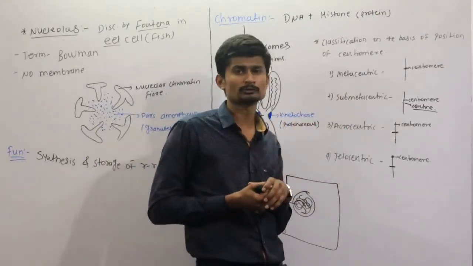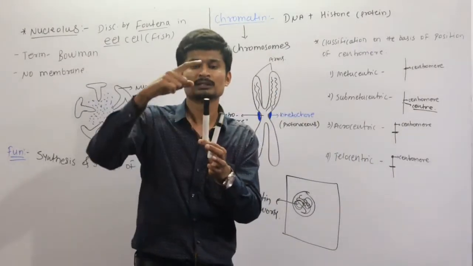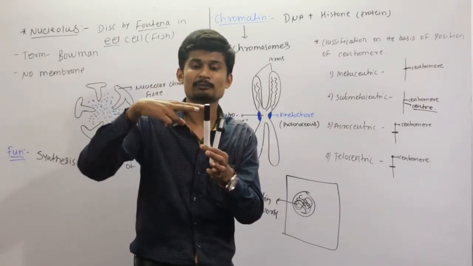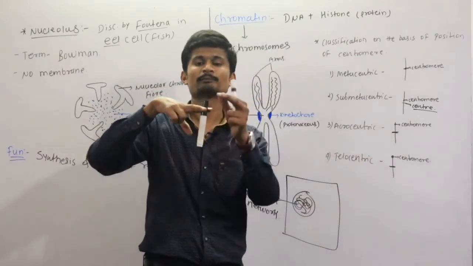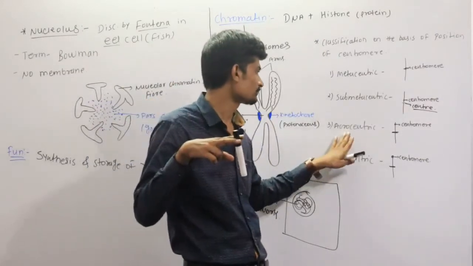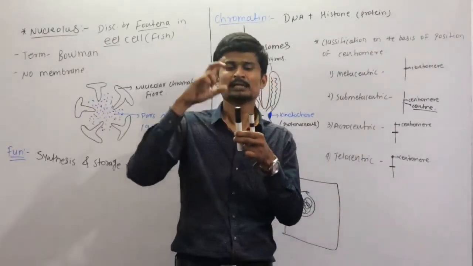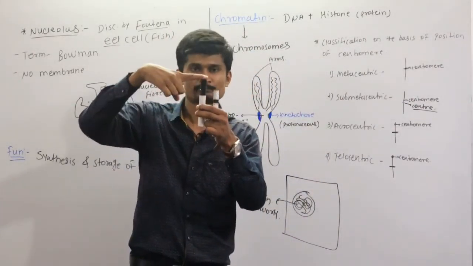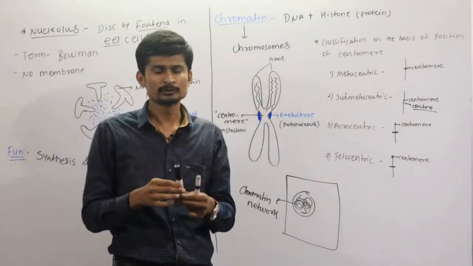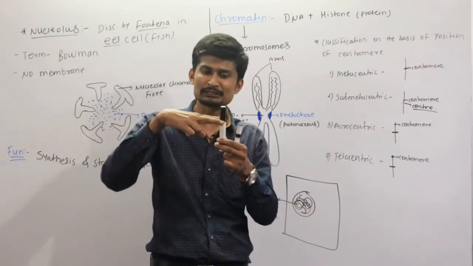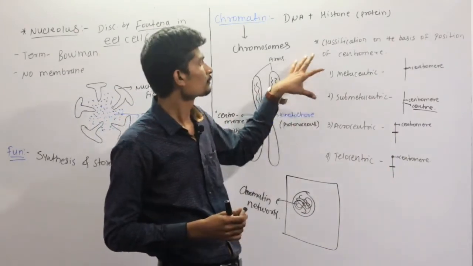Then acrocentric chromosome means when the centromere is present just near to the tip of the chromosome. This is the tip of the chromosome, and if the centromere is present just near to the tip of the chromosome, that chromosome is called an acrocentric chromosome. And the last one is telocentric, meaning at the tail. If the centromere is present at the tip of the chromosome, that chromosome is called a telocentric chromosome. So it is simple: center, just away from the center, near to the tip and on the tip. These are the 4 types of chromosomes.